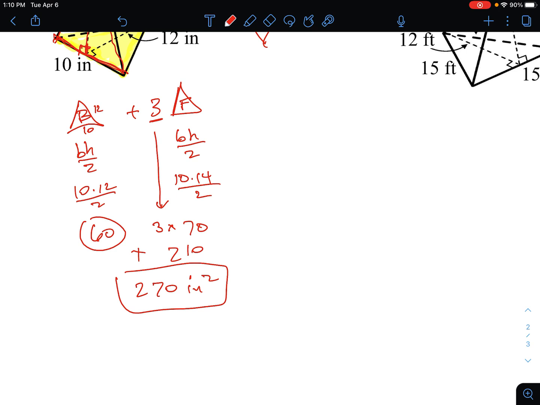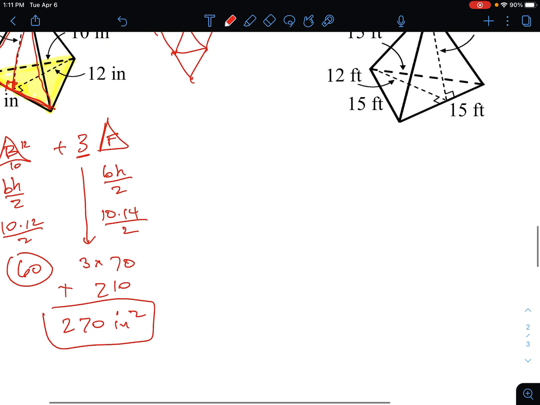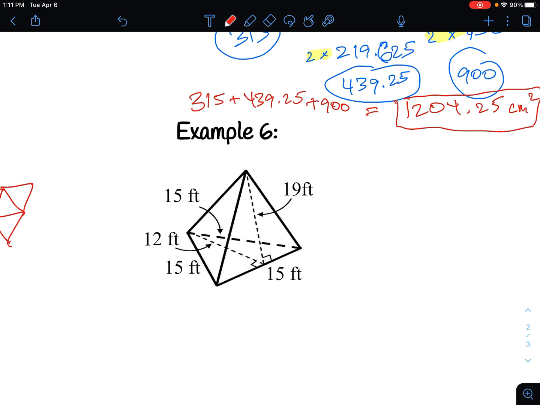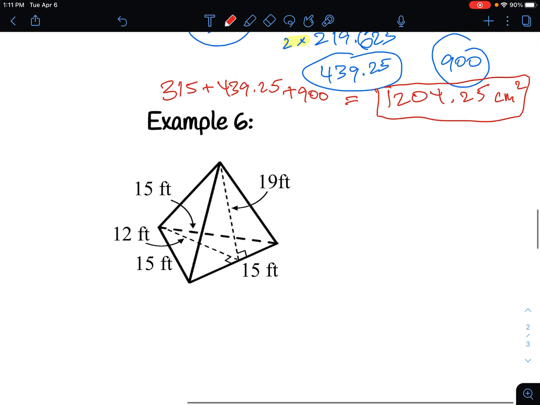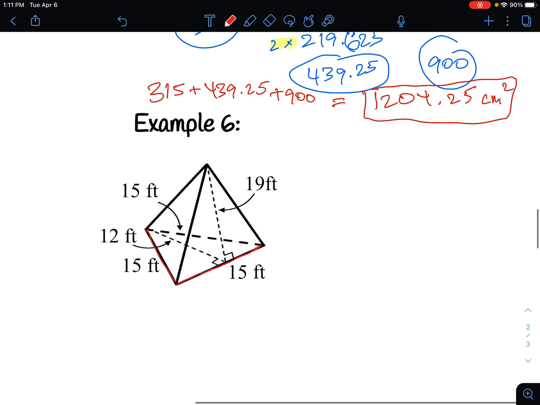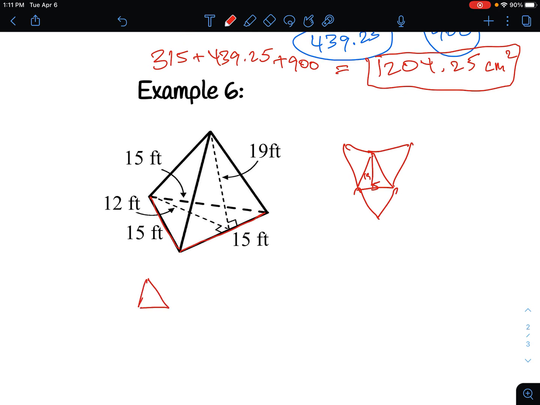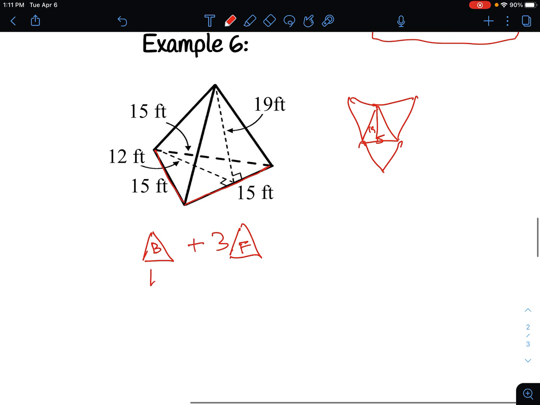All right, let's do our last one. Example 6, final one. We have another equilateral triangle, 15 and 15. All right, let's do this. So here's my net. You can say that this has 15 and the height is 19. You know what? I'm going to write it on the side. I actually prefer doing it this way. Here's the base. And we've got 3 faces. And we're going to add them afterward. So base times height divided by 2. Faces, base times height divided by 2.